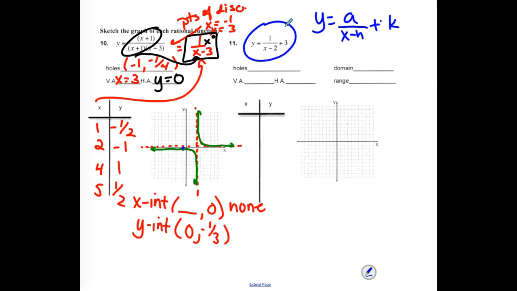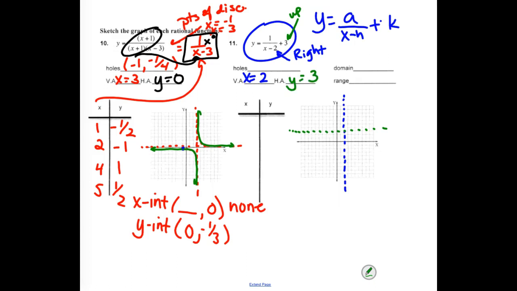Which way did we shift this? What is the 2 going to do? It's going to go to the right 2. So picture your vertical asymptote shifting to the right 2. What does that equation look like? X equals 2. Okay? What does the 3 on the end do? All right, we went up 3. So instead of being on the y-axis, we are going to be up 3. What's the equation of that horizontal asymptote?